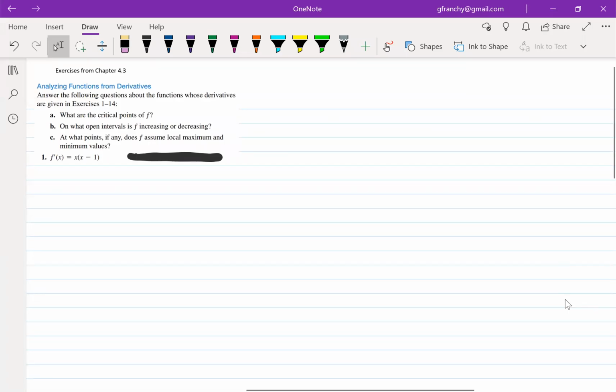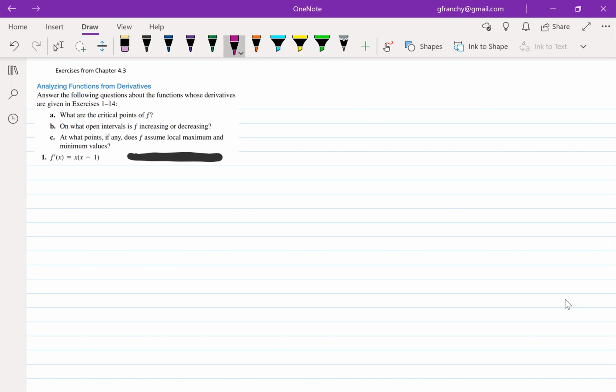Okay, we're going to take a look at exercise 1 from chapter 4.3. And they give us the derivative of the function in factored form. And they ask us to find the critical points of the original function. They ask us to find on what open intervals our original function is increasing and decreasing. And they ask us at what points, if any, does our function assume a local maximum and minimum values.